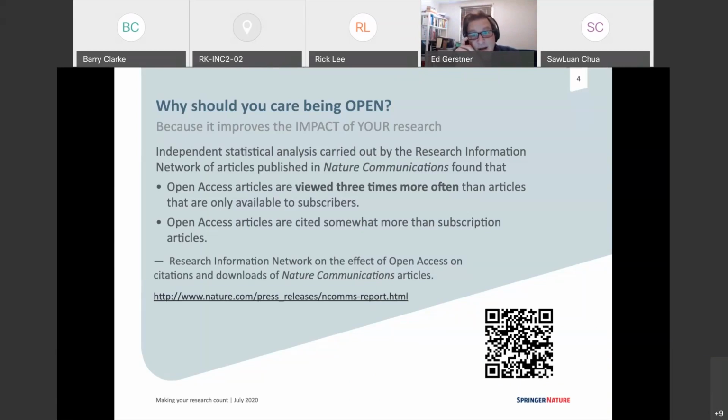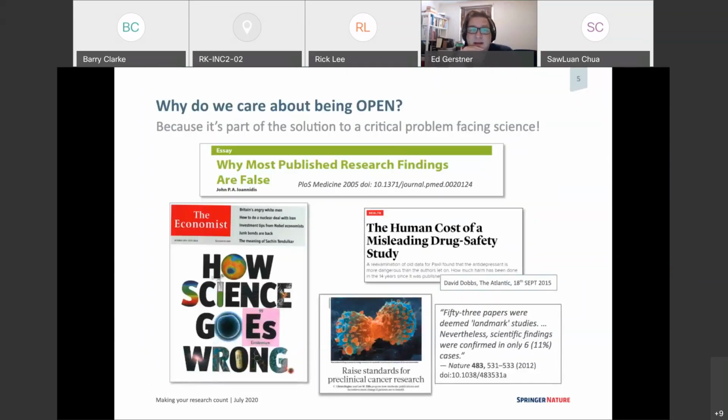And studies that we've done, in this particular case in the journal Nature Communications, until I think it was 2016, 2015, Nature Communications published both subscription-based articles and open access articles, which gave us the opportunity to look at the impact of different article types, whether it was published under subscription or open access. And we found that open access articles were viewed 3 times as often as those articles which were published under subscription, and cited more often as well. Not as much as 3 times, but still there is lots of evidence to suggest that open access papers get cited more often, which means that your research is making more of an impact.